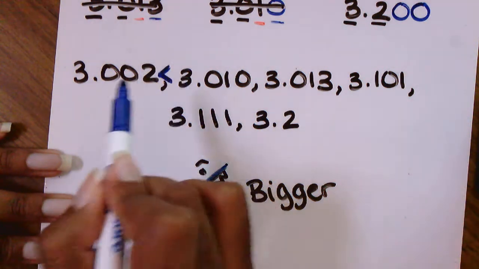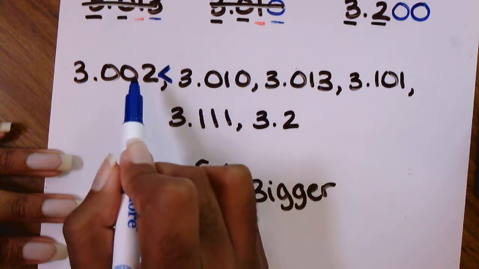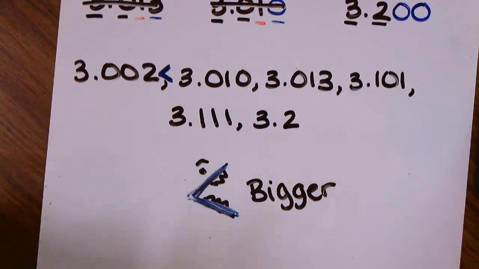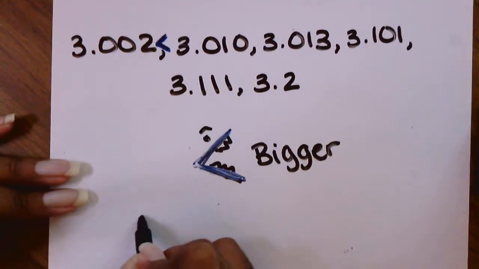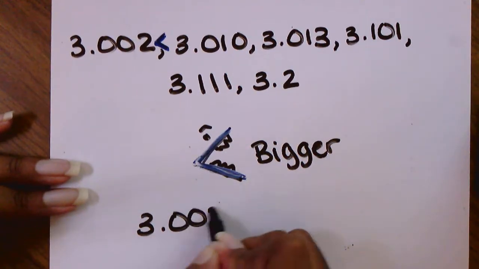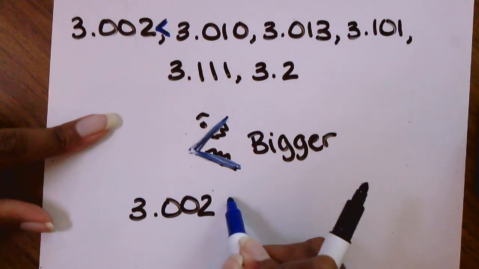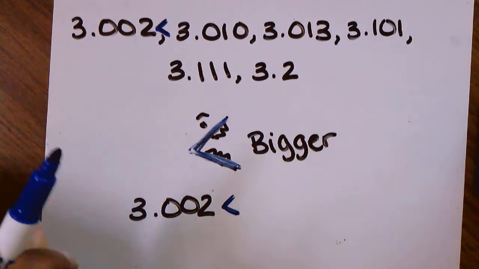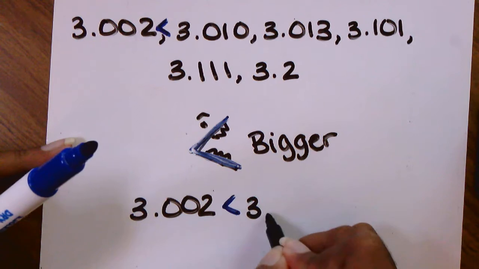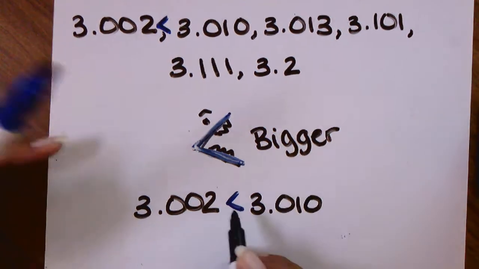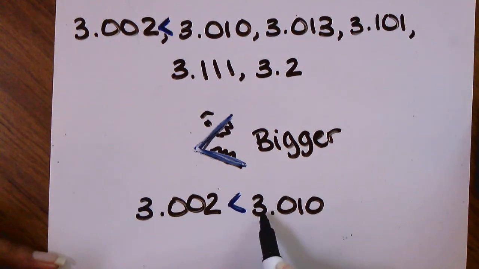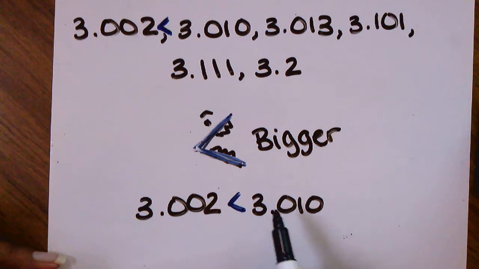If we wanted to write the inequality that compared these two numbers, we would write 3.002 is less than 3.010. Or you could also read this as 3.010 is greater than 3.002. Either way is true.